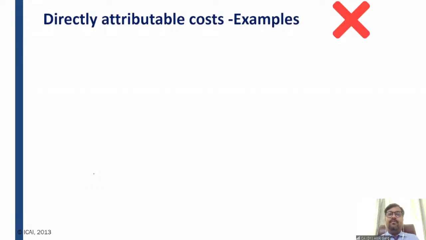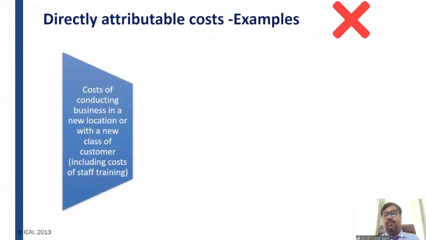What are the examples which cannot be directly attributable cost? What is not directly attributable cost? Cost of conducting a business in a new location or with a new class of customer. For example, the company has a factory in Delhi. Now the company is shifting its plant from Delhi to Chennai. So for that purpose, the company is providing training of English communication, an English spoken course, to all its employees. So this staff training is not a directly attributable cost, which has to be capitalized as a cost of the asset. This staff training cost has to go to the P&L.